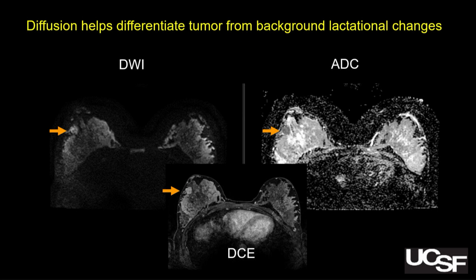In this case, DWI was beautiful. So diffusion was able to point out the bright tumor on DWI, and then it is nicely darker than background on the ADC map. That's the quantitative map that comes with the diffusion, and there's the DCE. So even just a DWI without contrast in this case would have shown us the tumor.